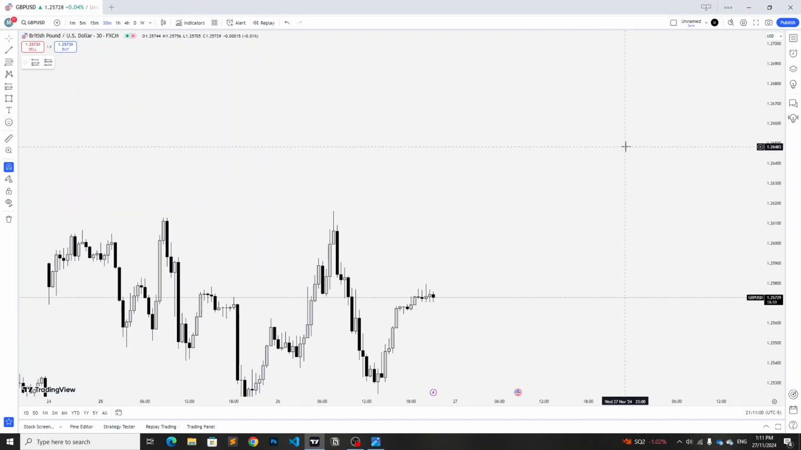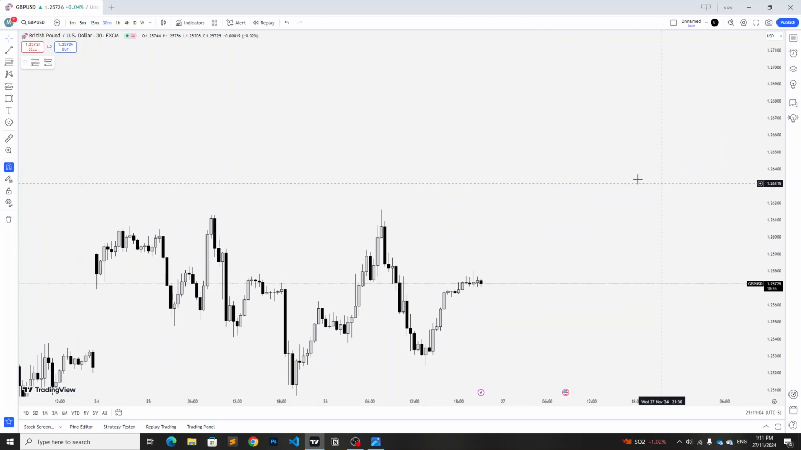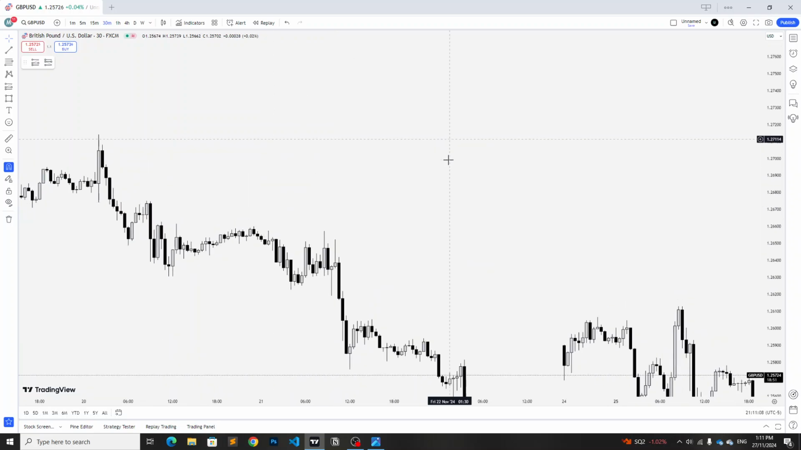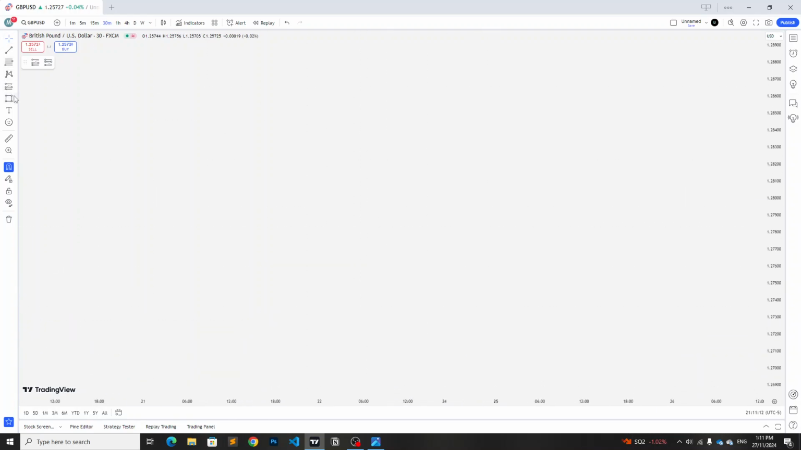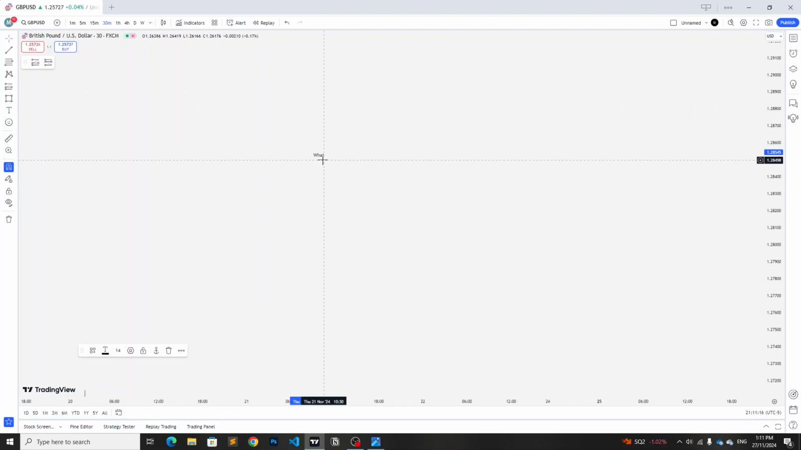Hi guys. So today we're going to talk about fair value gap and what it really means. Everyone's talking about fair value gap these days, all the smart money concept and everything. But today we'll learn deep about what fair value gap is. So first things first, what is the fair value gap?